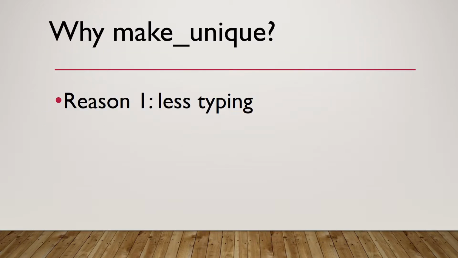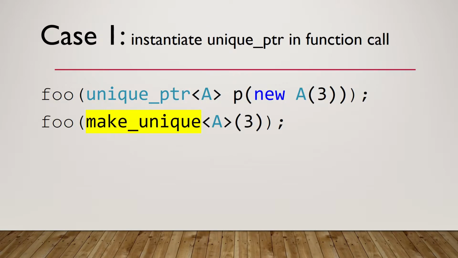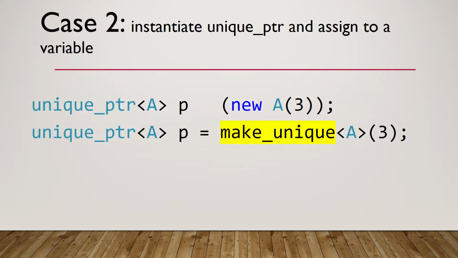The first reason to use make unique is less typing. It may or may not be true. If you use it in calling a function in case 1, it is obvious that make unique requires less typing. But compare creating objects with these 2 methods side by side in case 2. In this case, make unique actually requires more typing.